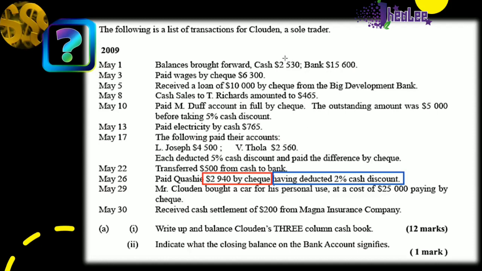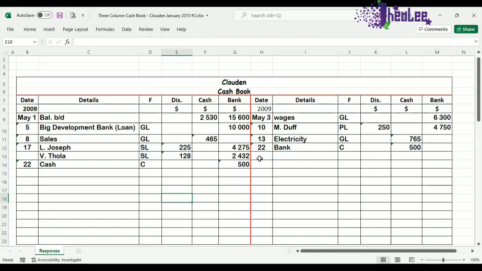It's stated, this is the amount that is paid on the check. Having deducted, meaning that the discount is already taken out. So let's indicate in the cash book that we have paid the $2,940 by check. The date is May 26th. The details, quotient, and our folio is PL because this is a supplier that we are paying and the amount was paid by check. So we're recording the exact amount that was on the check of $2,940. There's a discount, but we are not going to calculate the 2% of the $2,940.